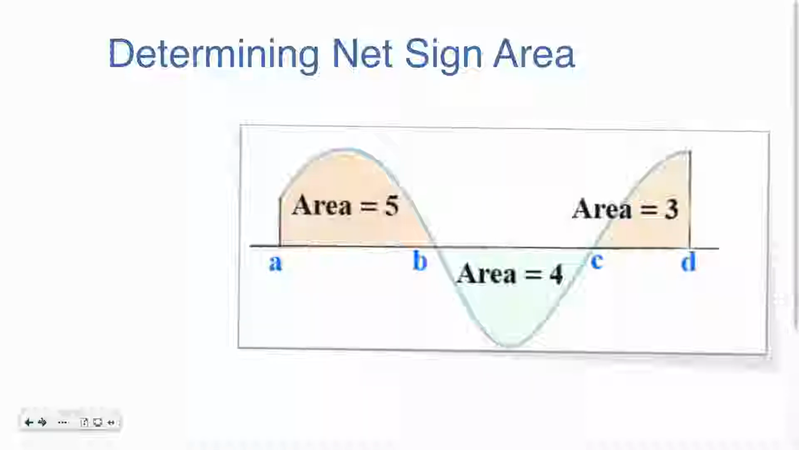Okay, what would we say about the integral from a to b of f of x? Say it louder, Aaron. It would be 5. From a to b, this has an area of 5. So the integral from a to b of f of x dx would be 5.